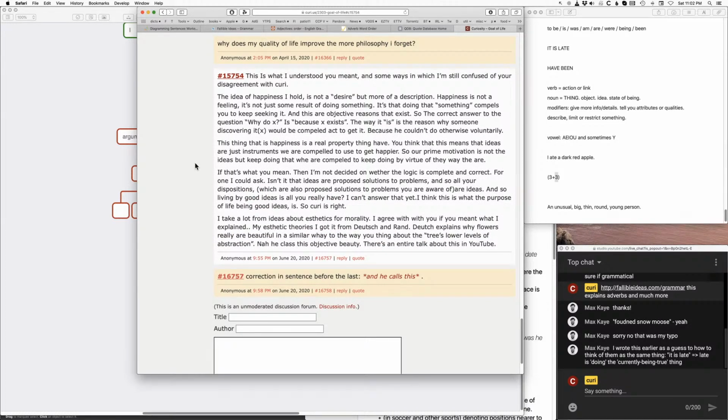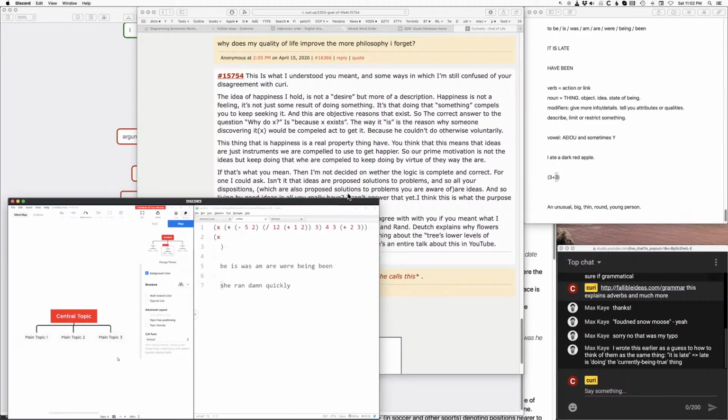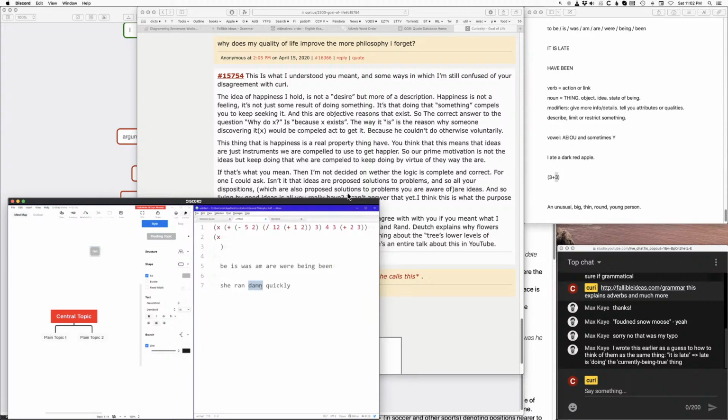Then what's happening here? Okay. "She ran damn quick." Okay, so what's happening? There's the "ran" and then the "quickly." I'm guessing she would be on top, but I'm going to first start where I'm confident. So we'll do "ran." And what's "damn" doing? It is affecting the "quickly." So what's next? It's going to be "quickly."